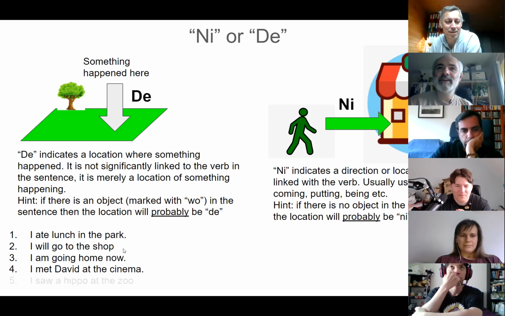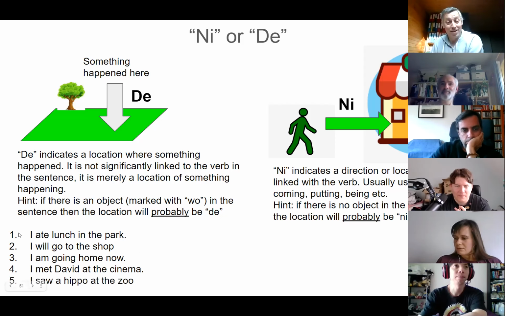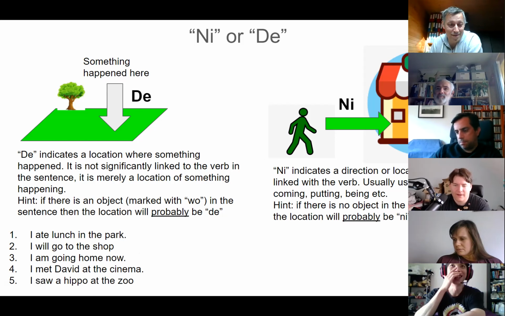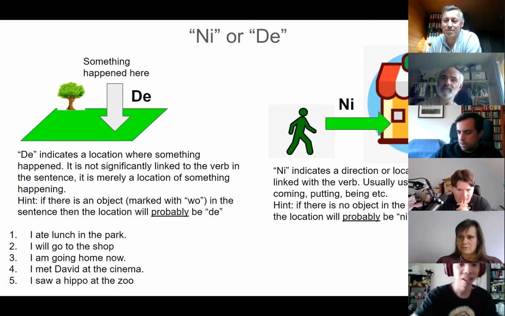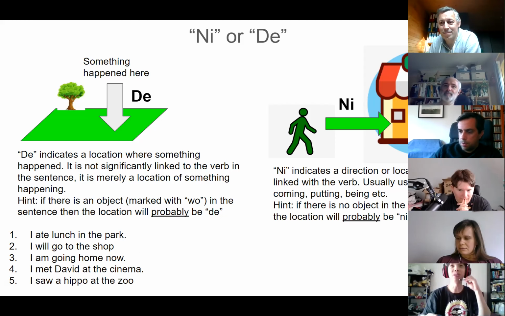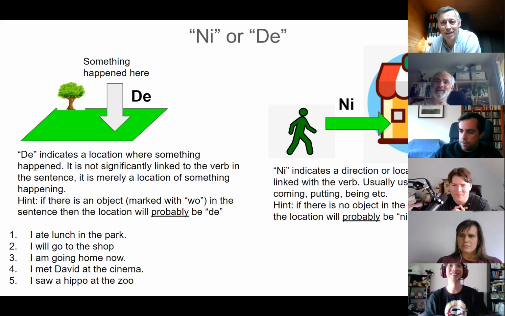Yes. Andre, I saw a hippo at the zoo. You're not muted, Andre, but I can't hear you. How do you say hippo in Japanese? It's the opposite of stupid. It's not baka, it's kaba. Kaba. Yeah.